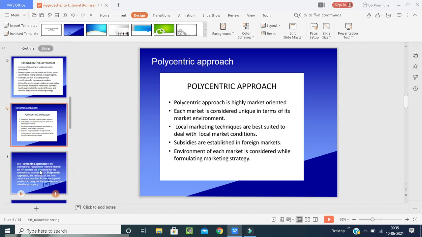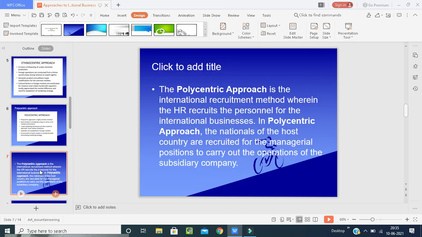Next, the polycentric approach. What is the polycentric approach? It is the international recruitment method where the HR recruits people for the international business, and in this approach, the nationals of the host country are recruited for the managerial positions to carry out the operations of the subsidiary company. Very simple. The host country nationals are recruited for top management positions to carry out the operations of the subsidiary company. That is the main mode of the polycentric approach.